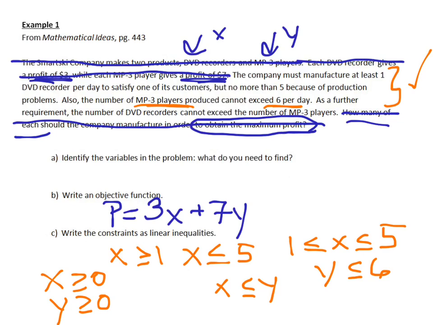Okay, so we have a total of 5 constraints. We've got this one, this one, this one, and this one. Oh, sorry, 5. One more.